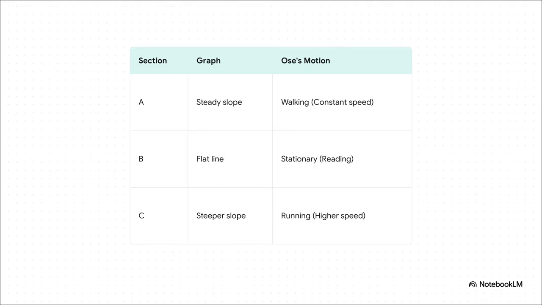Let's break this graph down. Look at section A. We've got a steady, straight line sloping upwards. That's you walking at a nice constant speed. Then we get to section B, and the line goes completely flat, horizontal. Your distance from the start isn't changing at all. You're stationary. That's you sitting on the park bench. And then in section C, whoa, the line gets much steeper. You're covering more distance in less time. That's you running home because you're late.